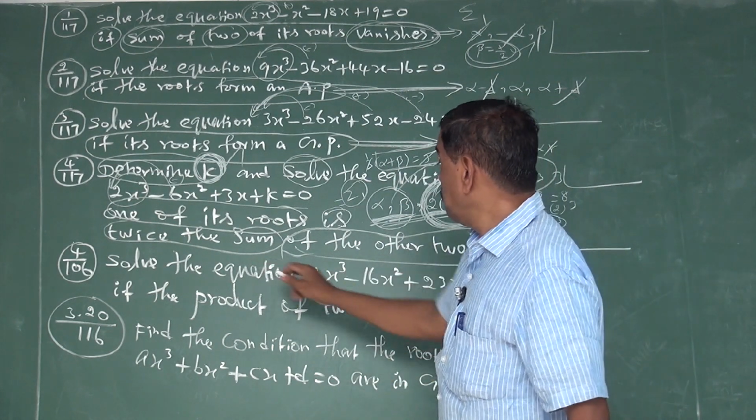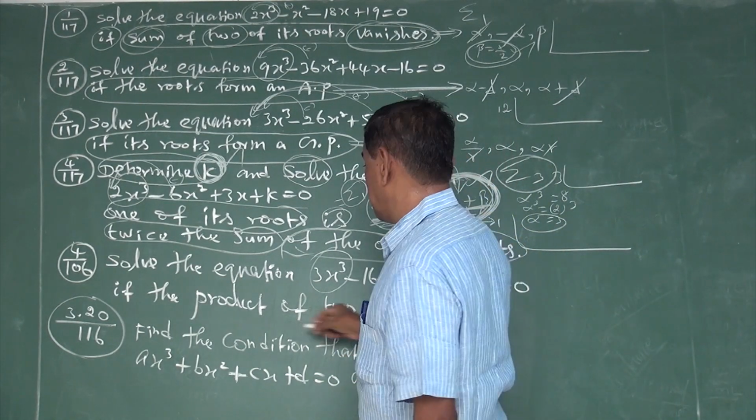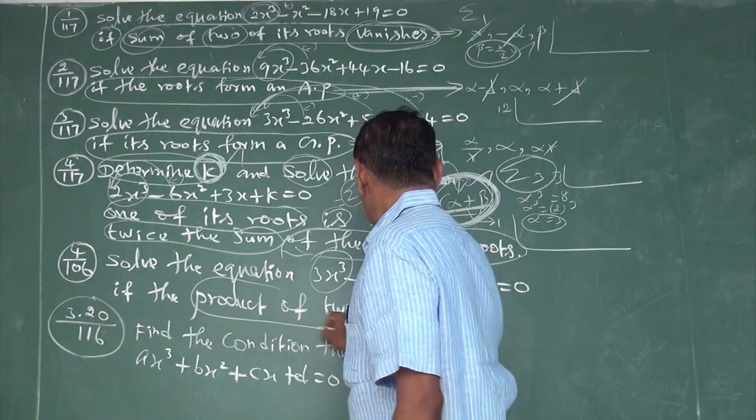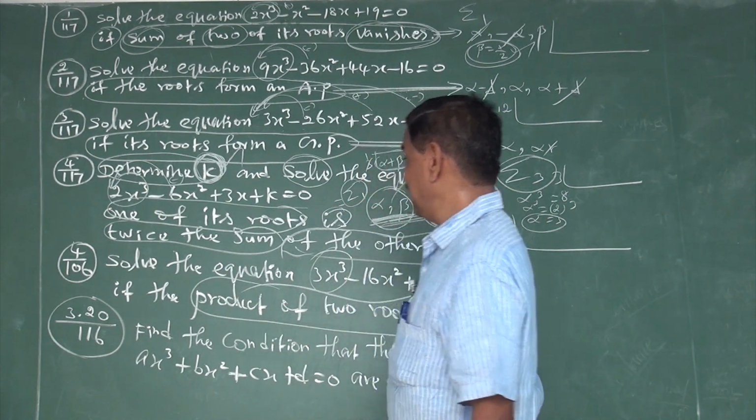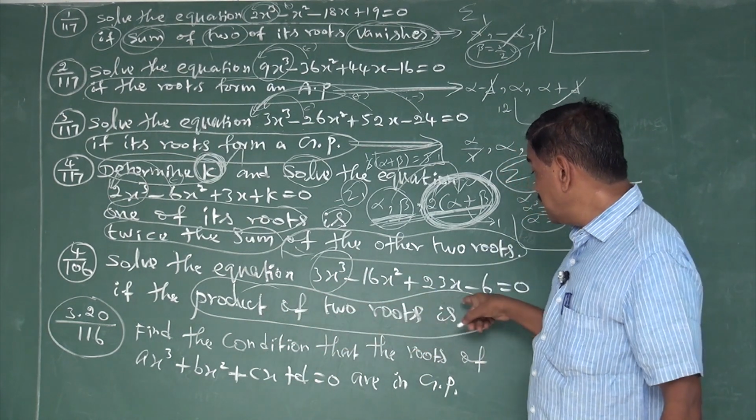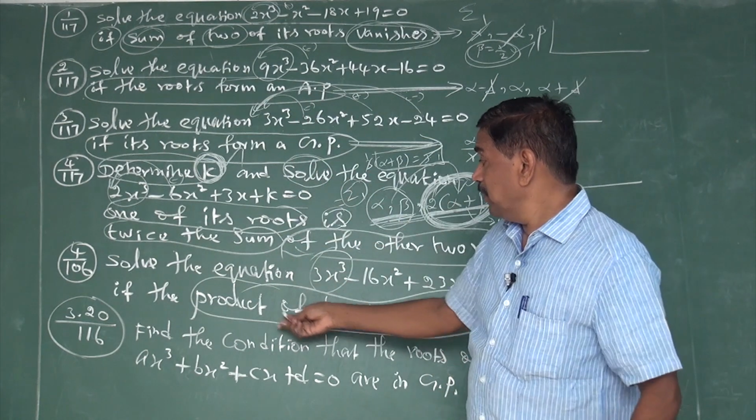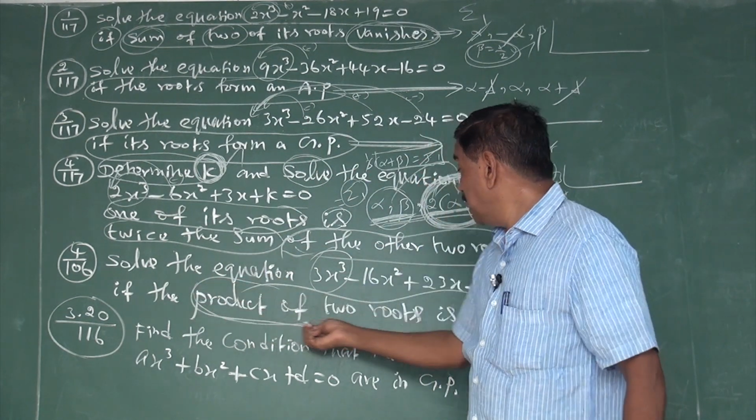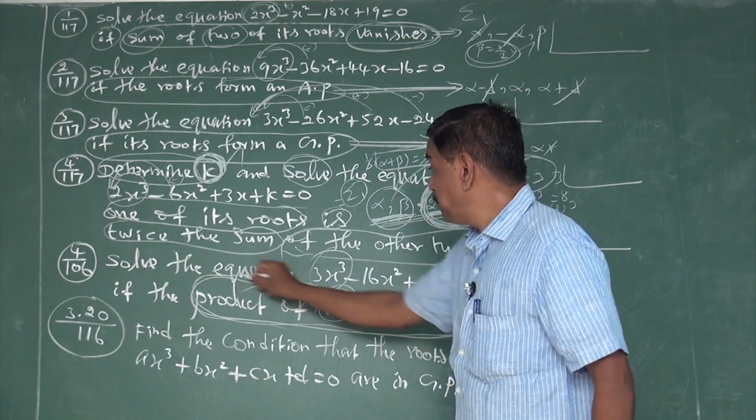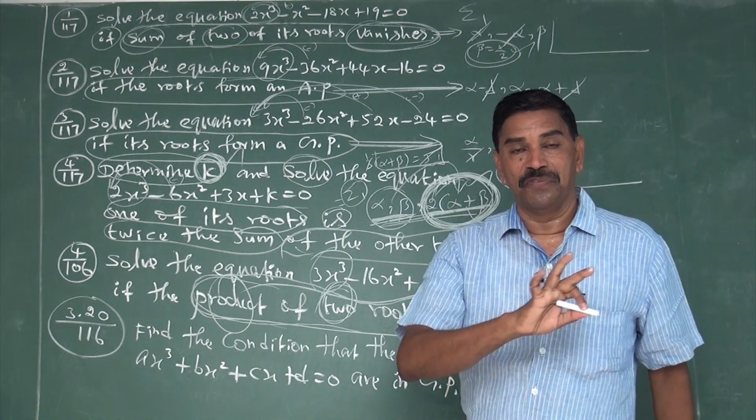Now listen again. Solve the cubic equation if the product of 2 of its roots is 1. Okay, any one of you, try yourself. With the same idea, listen, if the product of 2 of its roots is 1. See, product of 2 of its roots is 1. Okay, any one of you.